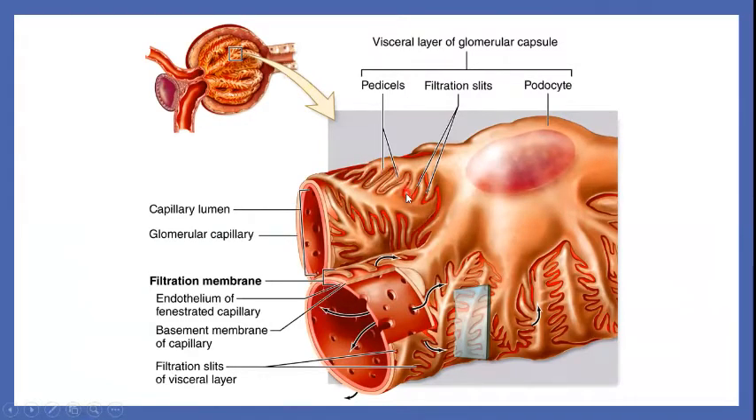these extensions. The extensions have an almost feather-like edge, and they fit in basically a lock and key fit with the next extension, forming a tiny little filtration slit or an opening between the two. It's through this tiny filtration slit that any filtrate is able to squeeze through. So our podocytes surround our capillaries inside of the glomerulus.